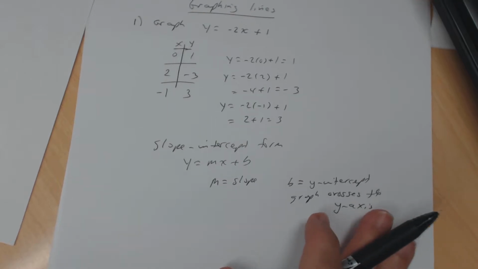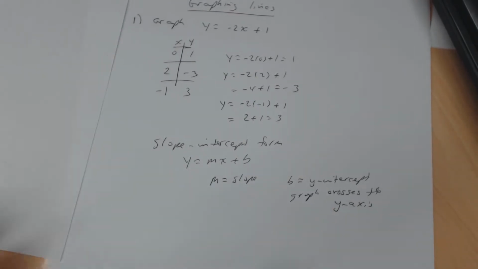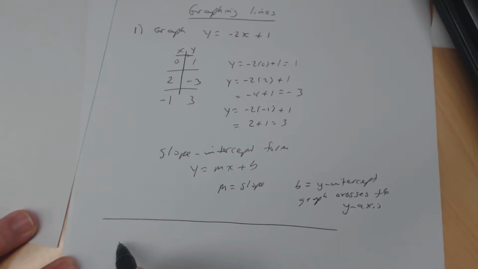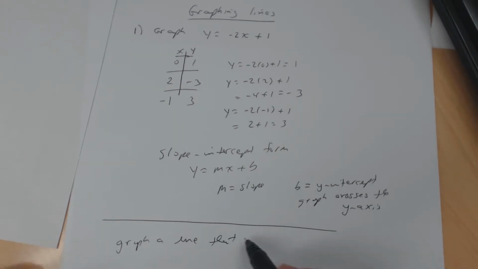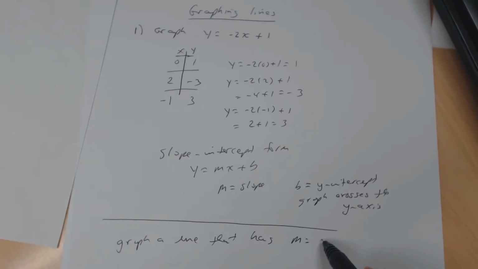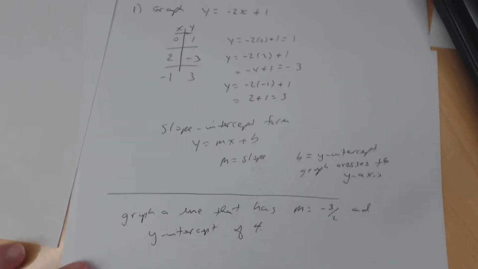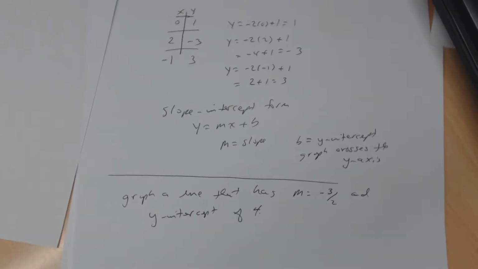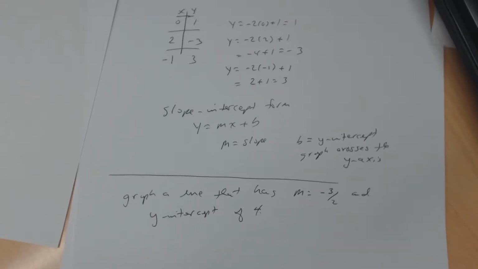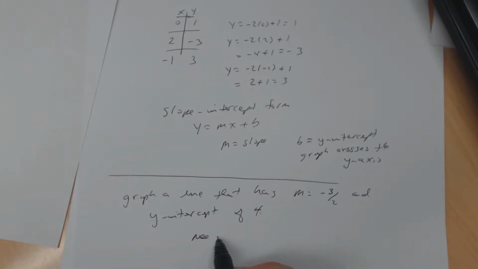Before we do that, let's review something. Let's graph a line that has slope negative 3/2 and y-intercept of 4. So the slope is negative 3/2 and the y-intercept is 4. Now remember, to graph a line, you need 2 points.